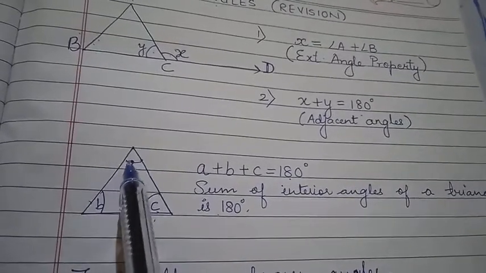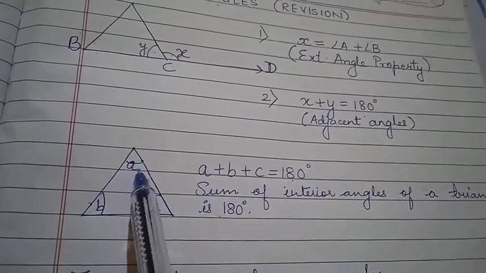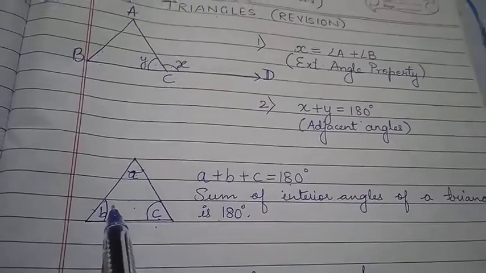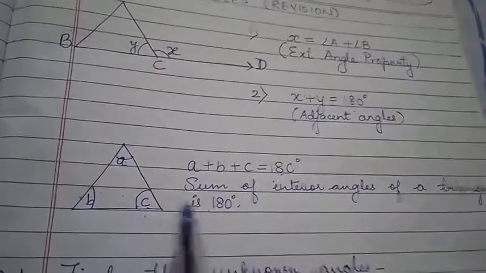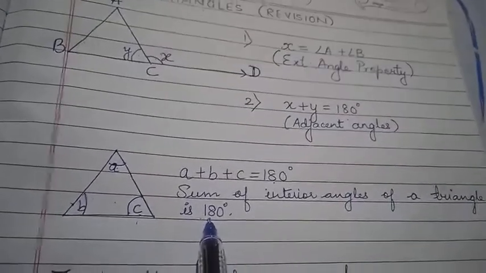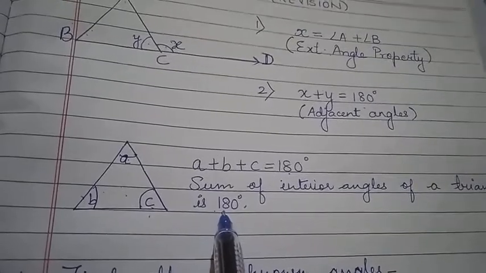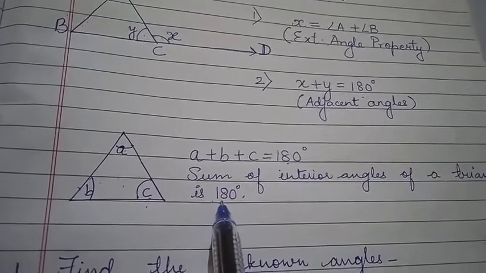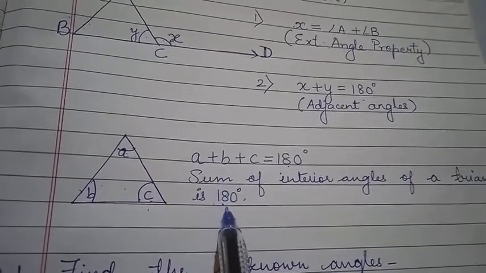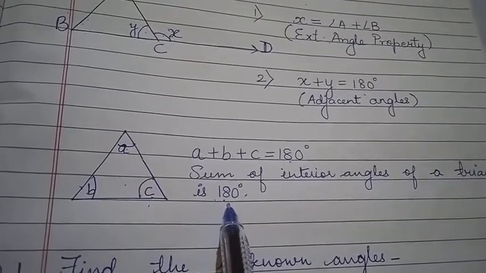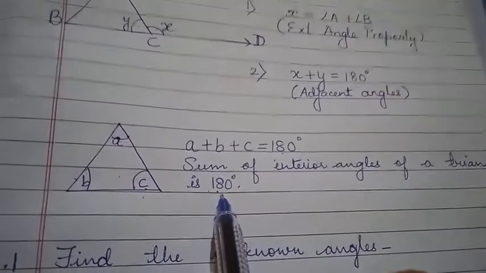It means when I add the interior angles of a triangle, that is angle A, angle B and angle C, I will always get 180 degrees. If I am not getting 180 degrees, it means they are not angles of a triangle. If with those three measures of angles the sum is not coming 180 degrees, we say they are not angles of a triangle.